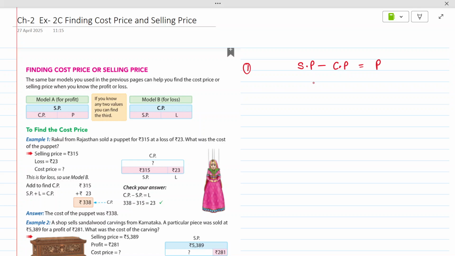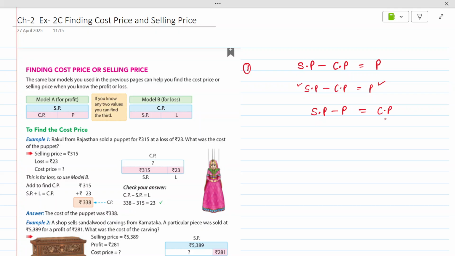Now if we know the selling price and the profit of a thing, can we find out the cost price using this particular formula? Yes. How? We can move this profit to the left hand side and this CP to the right hand side. So it will become SP minus P is equal to CP.